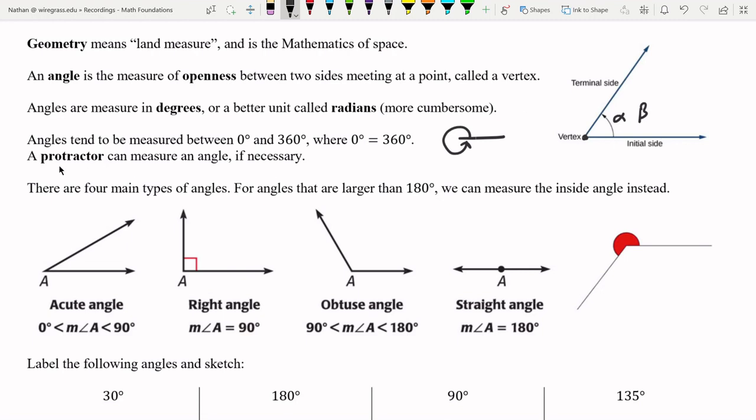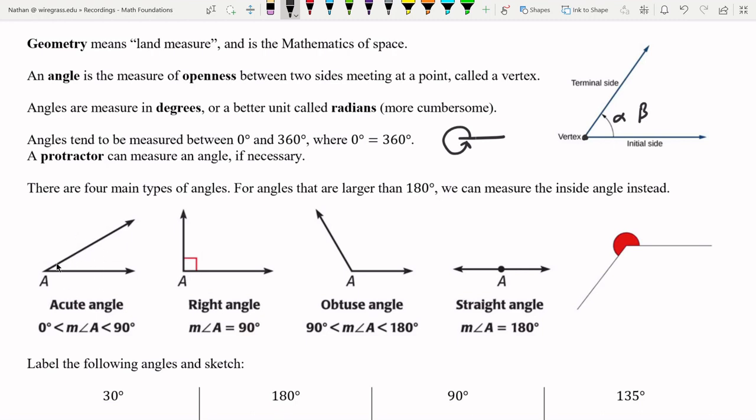Of course, a protractor is an angle ruler. You can use that. We're not going to be worrying about that here. But you can use a protractor to measure angles physically. There are four main types of angles, and for larger than 180 degrees, I'll talk about that in a second, but the first angle we have here is an angle that's less than 90 degrees. 90 degrees is a right angle, and it's also called a square angle because it makes this square here.